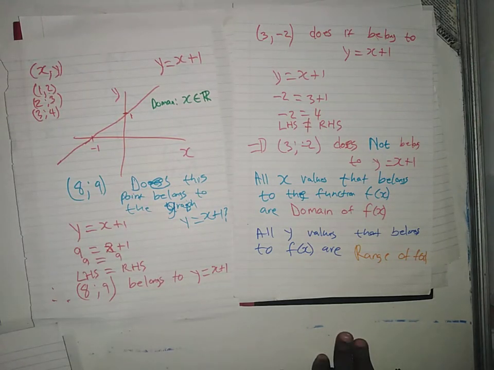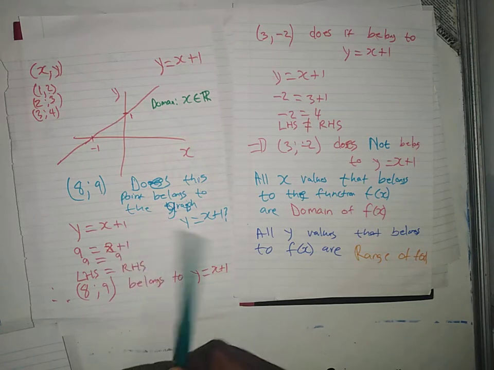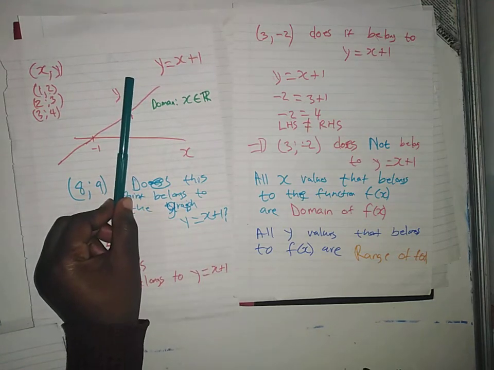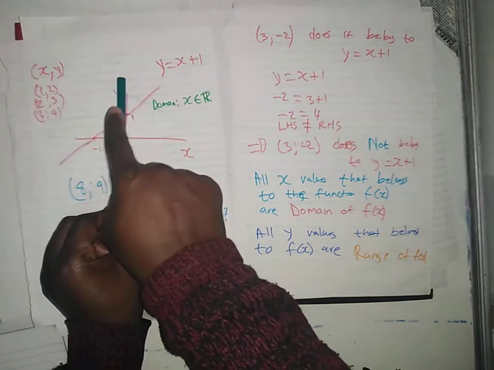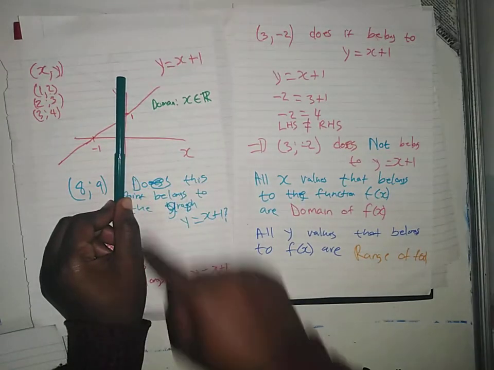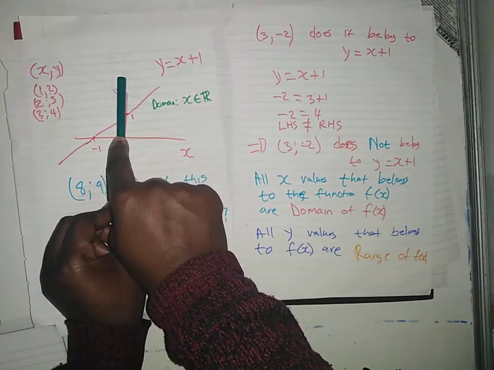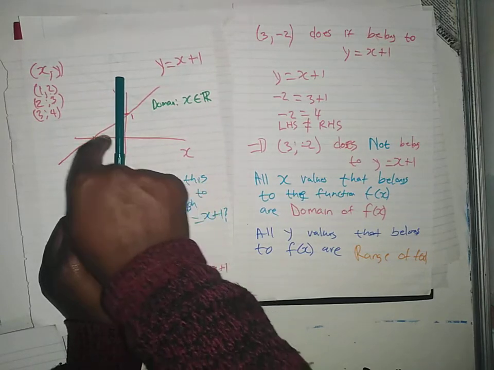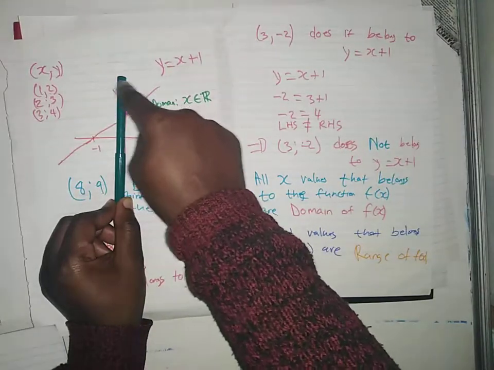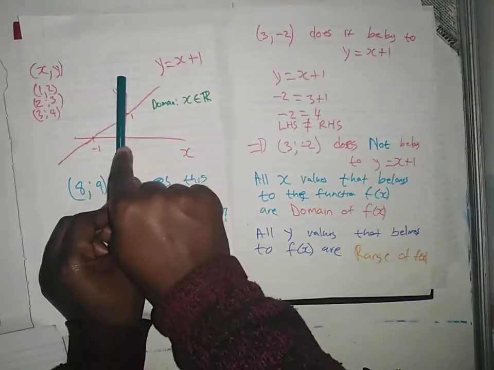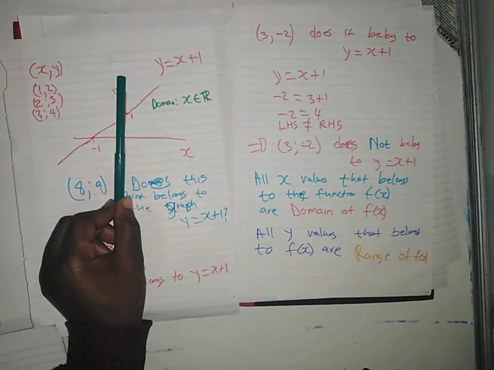Now let's look at the range. For the range, you just put something along y, and then simply take all values of y, starting from 0. When you stretch 0 towards the graph, can it touch it? Yes, this 0 can. Positive 1 can, positive 2, and so on. So from 0 up to positive infinity, all values, you are able to project them to the graph.